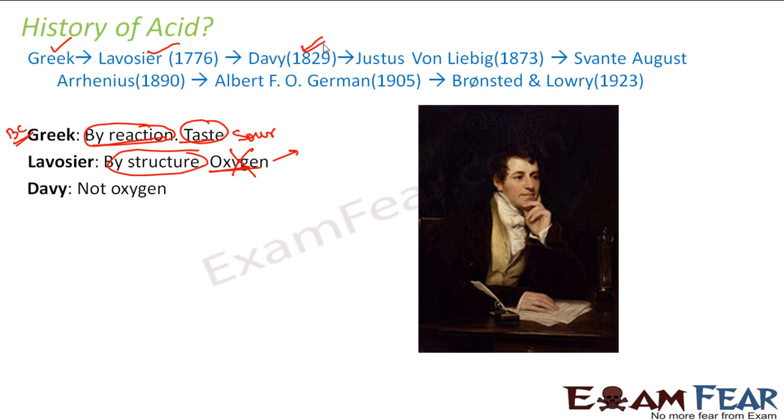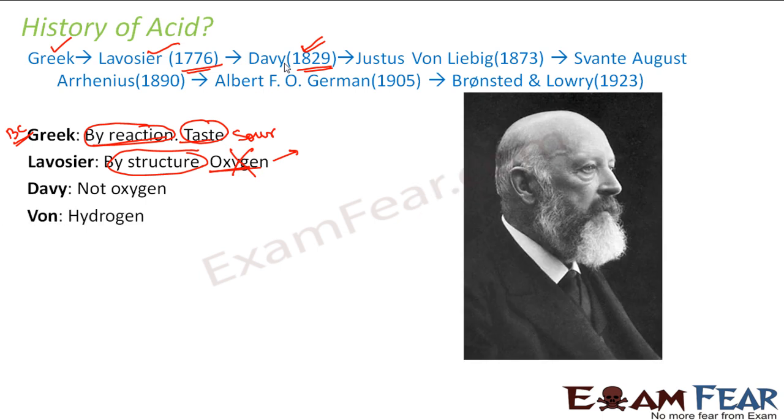So this was the Davy period, 1829. If you see, they're not very old, maybe 220 years old, that's all, right? And then this guy Vaughan, in 1873, not even 120 years old, told that it was not oxygen, it is hydrogen that is responsible for the acidic nature of a substance. He did some experiments, took some acids and reacted them, and found that hydrogen was common, and then he concluded that hydrogen is responsible for acidic nature, right?